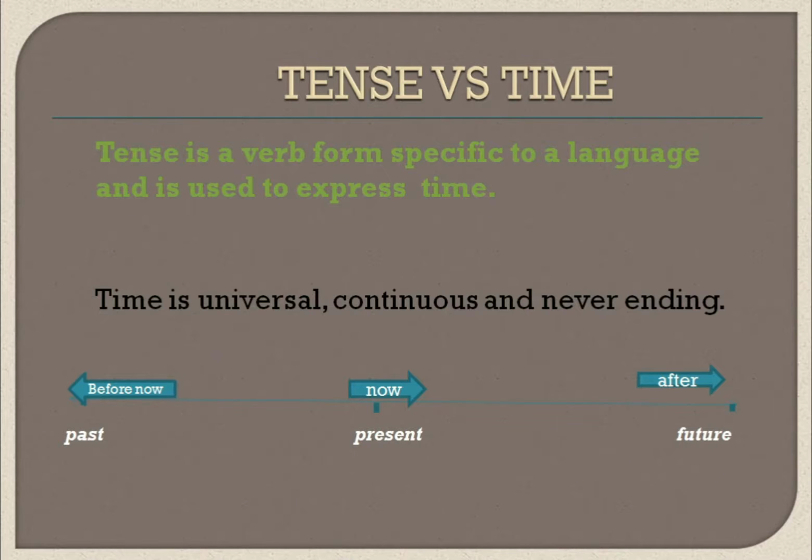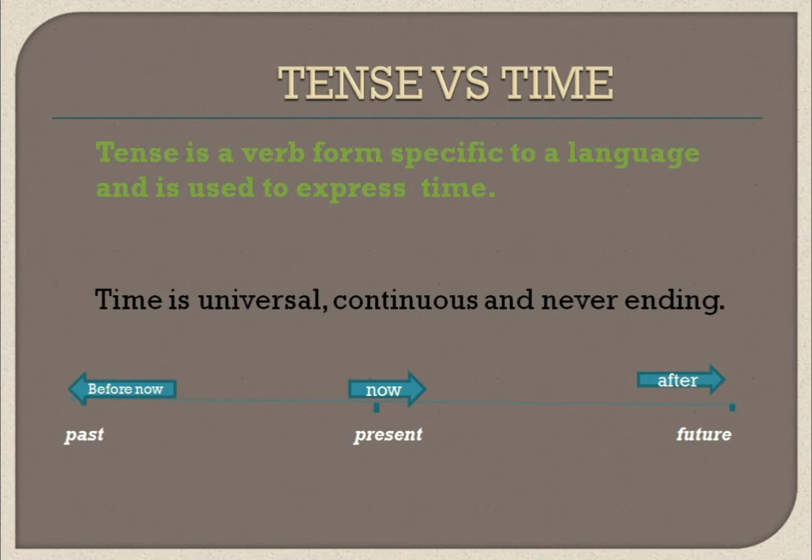Today, I am present before you to discuss an important topic on tense, that is, simple present. Before going to know the simple present, let us have a clear idea on the difference between tense and time. Tense is a verb form specific to a language and is used to express time. But time is universal, continuous, and never ending.